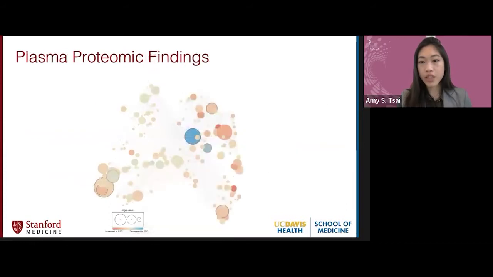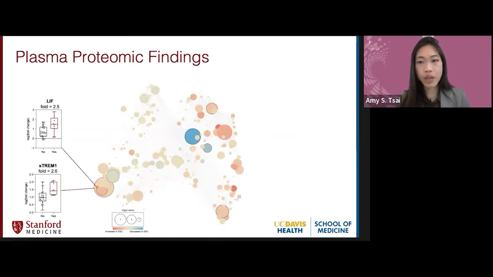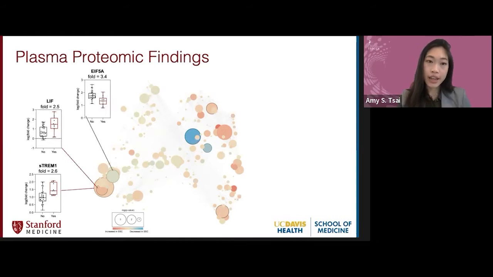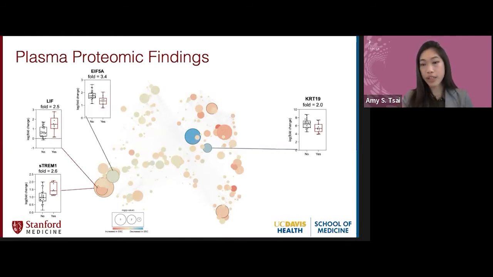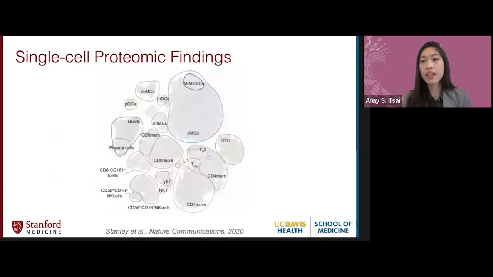Delving into the biology a little bit more, some pro-inflammatory proteins were elevated in patients who developed a surgical site complication, such as TREM1 and LIF. Other proteins, such as EIF5A and KRT19, were decreased, which is suggestive of impaired healing. Some of the immune features that were picked up included the STAT3 pathway, which was exacerbated in the complications cohort, suggesting activation of a canonical pro-inflammatory pathway.